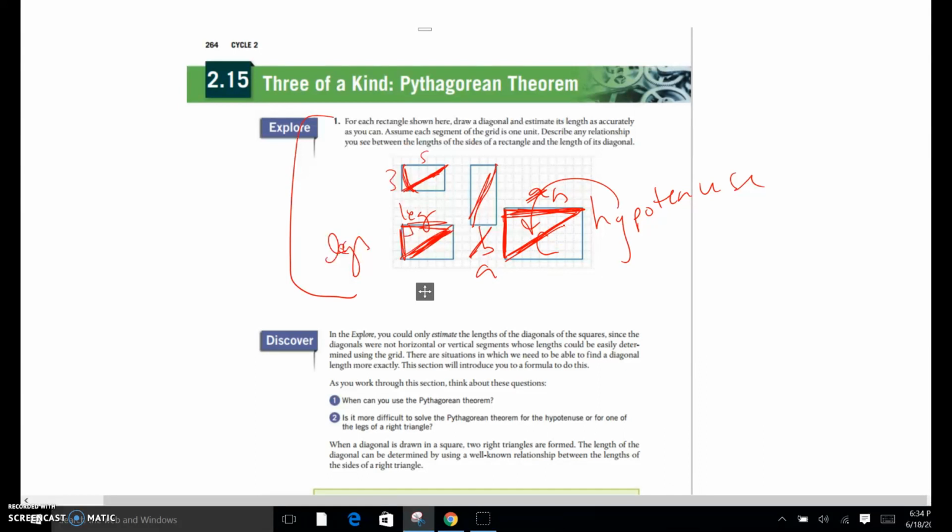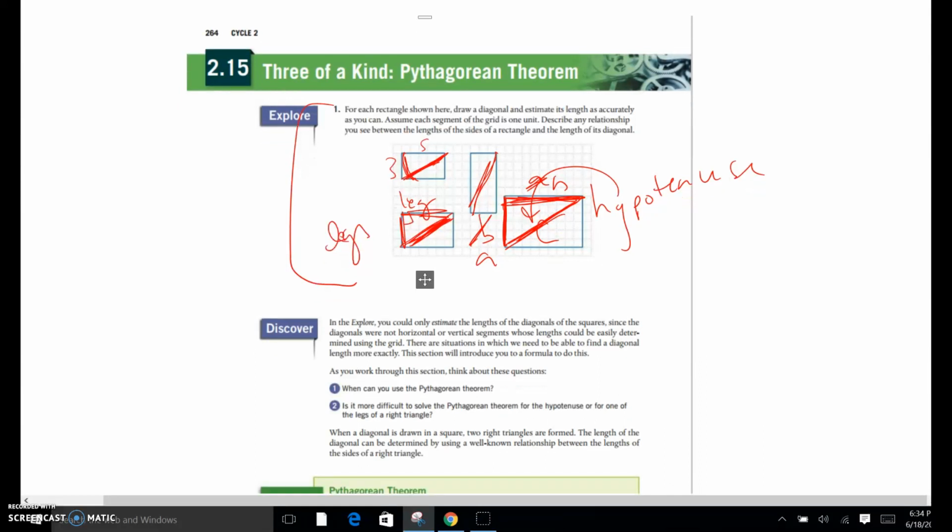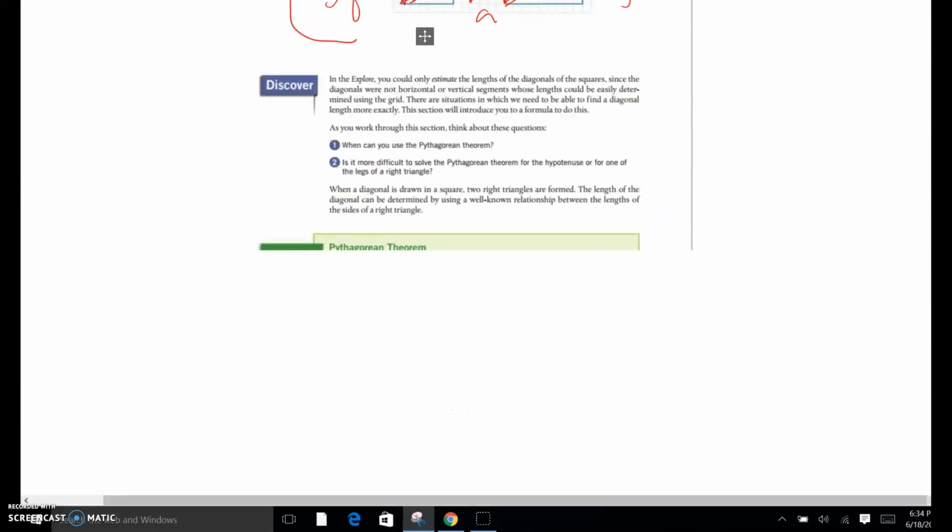All right, let's scroll down and look at the bottom. And so we're going to talk about Pythagorean Theorem, which is the bottom here. So read this page, look at example 1 in the book, and I'll pick up on page 266.